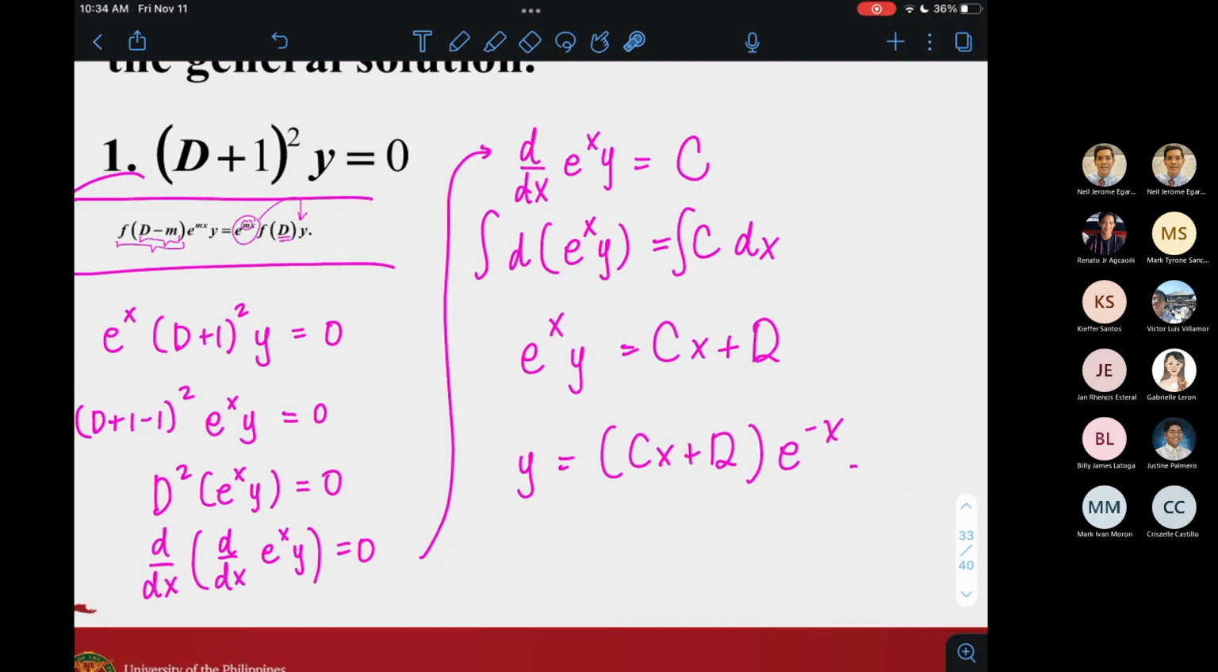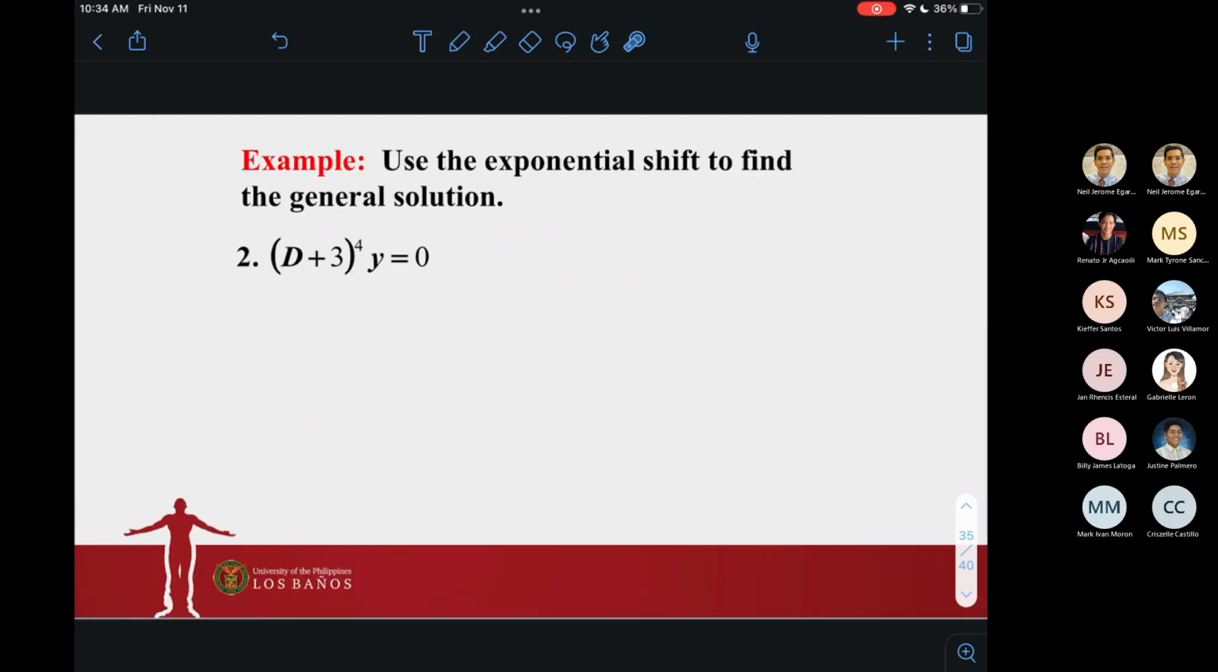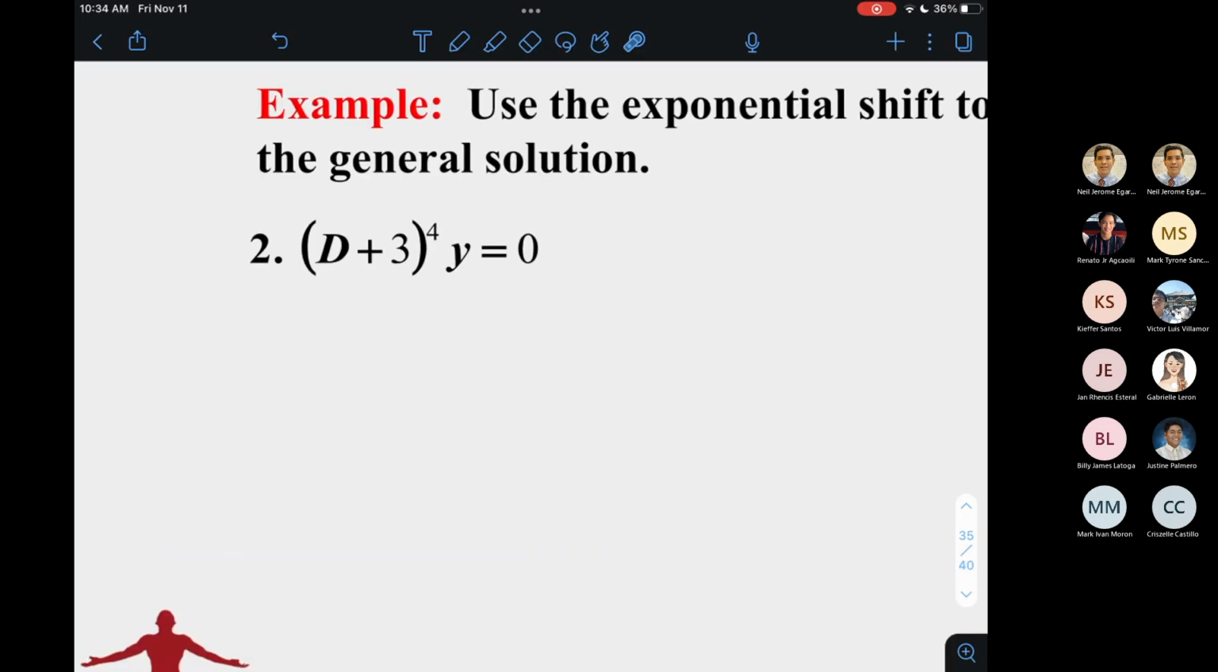I hope that's clear. Sige, isa pang example. D plus 3 to the fourth applied to y ay equal kay 0. Again, I will apply exponential shift. What I'll do is to multiply both sides by what? E to the what dapat yung multiplier kasi nga. So, magkakaroon ako ng d plus 3 to the fourth applied to y ay equal kay 0.